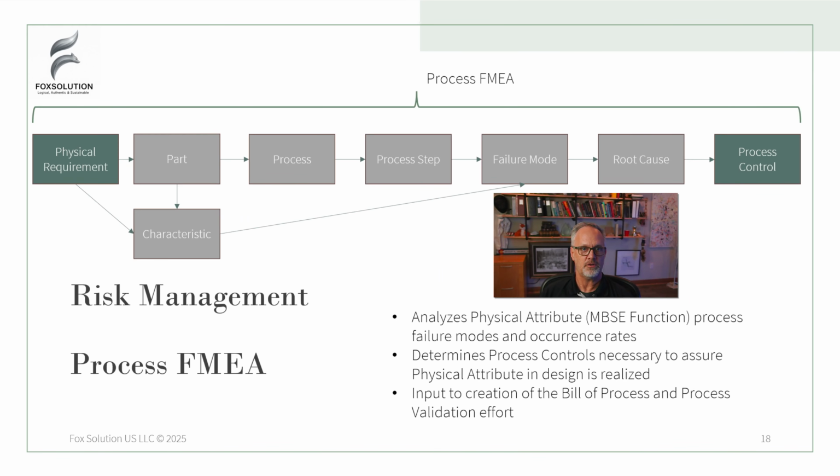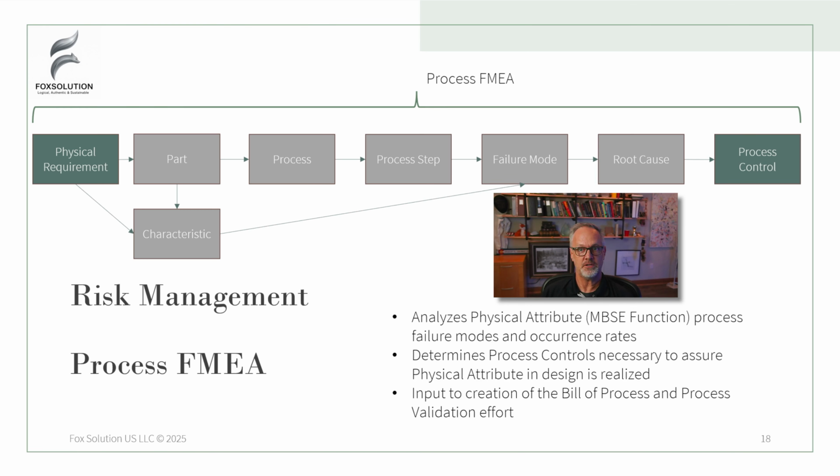So now the traceability is very different. We have a physical requirement that needs to be realized in a part. Part has a characteristic. The part is realized in a process. The process is built from process steps. We're going to analyze the process steps and the characteristics for failure modes. We're going to identify the root causes, and we're going to end up with our process controls. So this is really the process failure mode analysis.